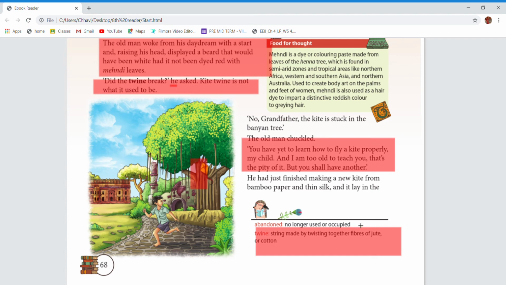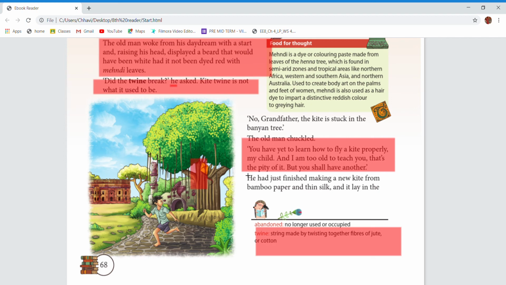Grandfather says that, oh, it doesn't matter, I'll give you another kite. You have yet to learn how to fly a kite properly. That means you still have to learn a lot about kite flying. And I'm too old to teach you. That's the pity of it. That means the only thing which I feel sad about is that I cannot teach you. I've become really old and I cannot teach you. But I will give you another kite.